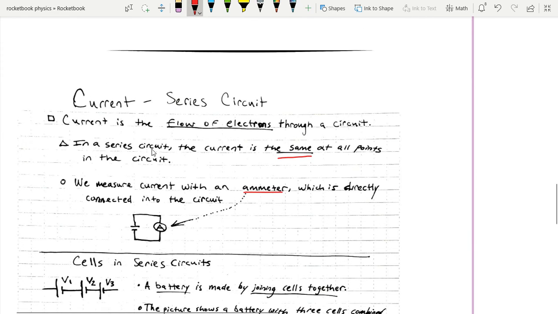Now let's talk about current. Current is the flow of electrons through a circuit. In a series circuit, the current is the same at all points in the circuit. Sounding familiar? Repetitive? It should be.